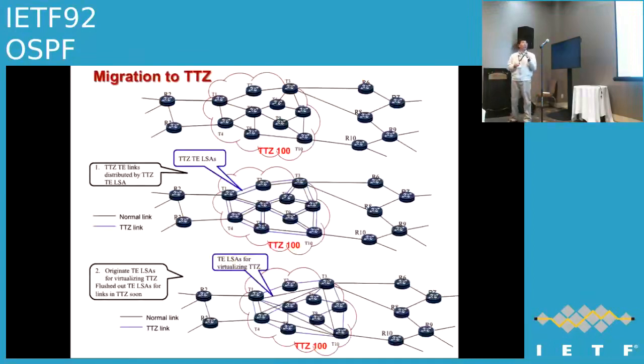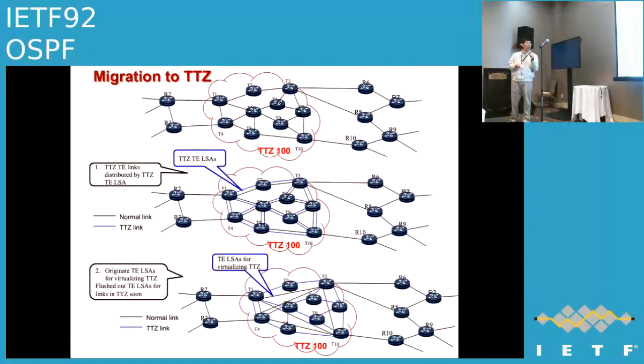So first we configure the TDZ in this cloud, and then we distribute TDZ information using another LSA. This TLSA will distribute just within this cloud, because after configuration, those edges will know this TDZ LSA, so it will just not distribute this information to outside. So after distributing this TDZ information, and then we can do the migration.